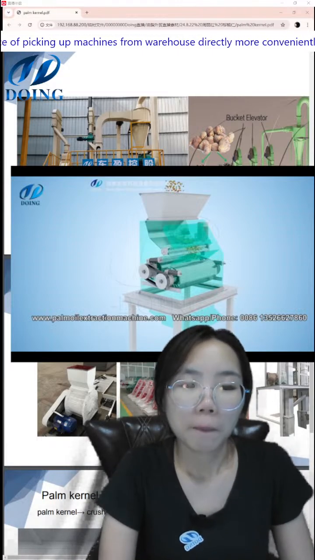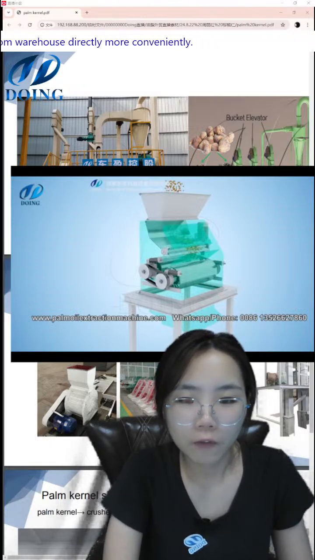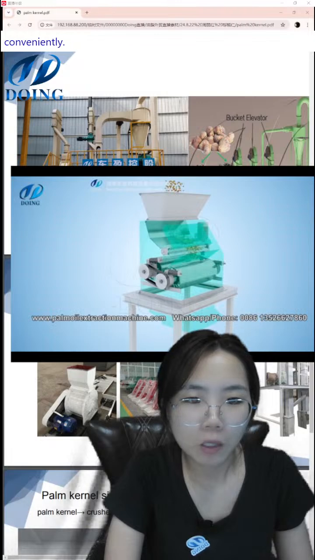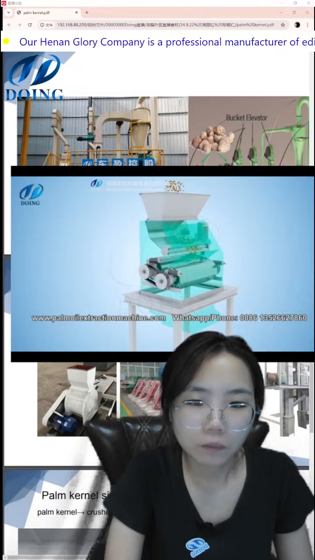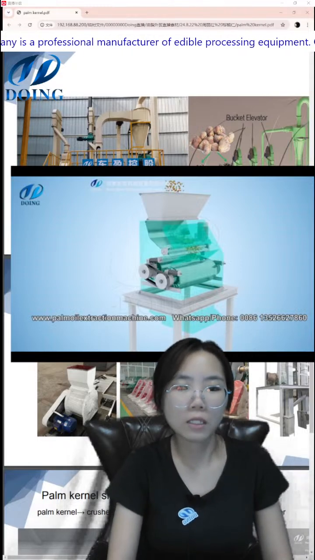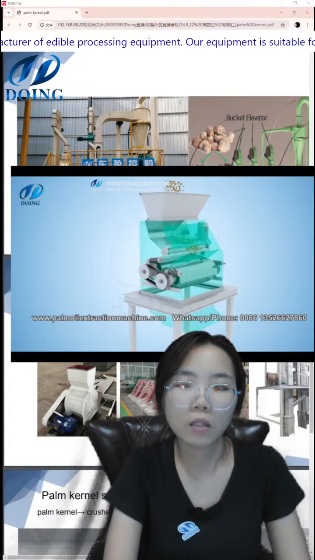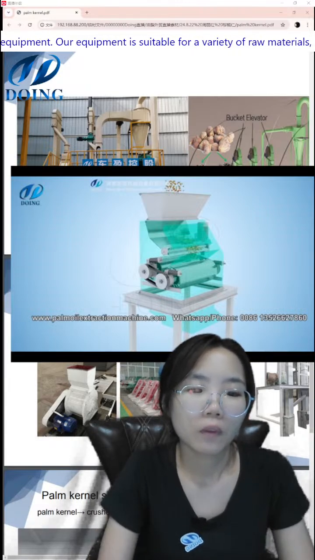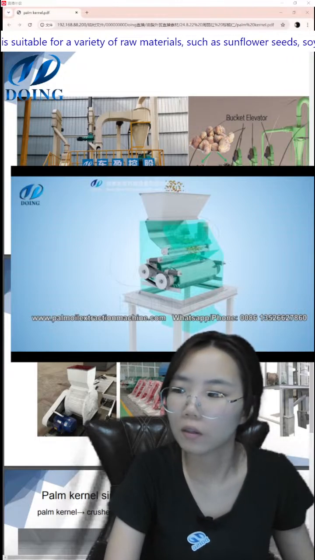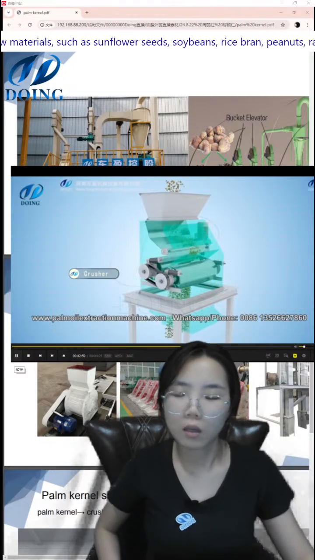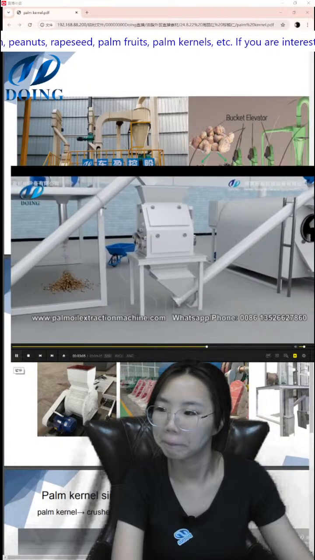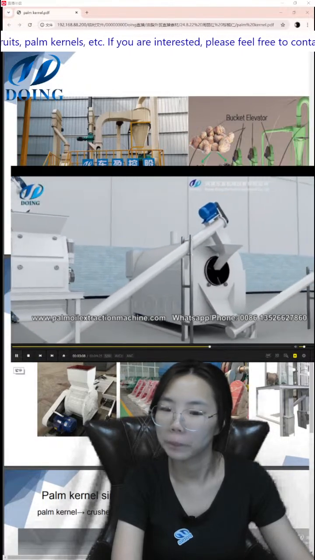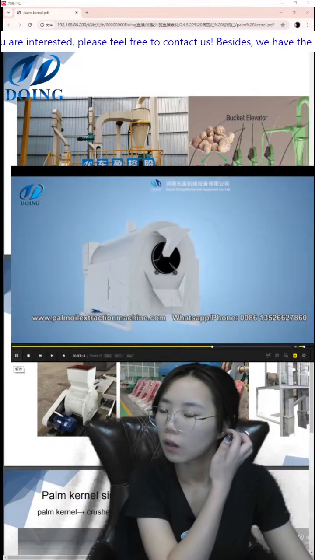Gradually, the palm kernel is evenly crushed into 4 to 6 pieces, which can reduce the work pressure of the oil press, extend its service life, and at the same time increase the oil yield. The crushed palm kernel enters the cooker by the conveyor. We can see this machine, and we can see this video. And the palm kernel enters the cooker.